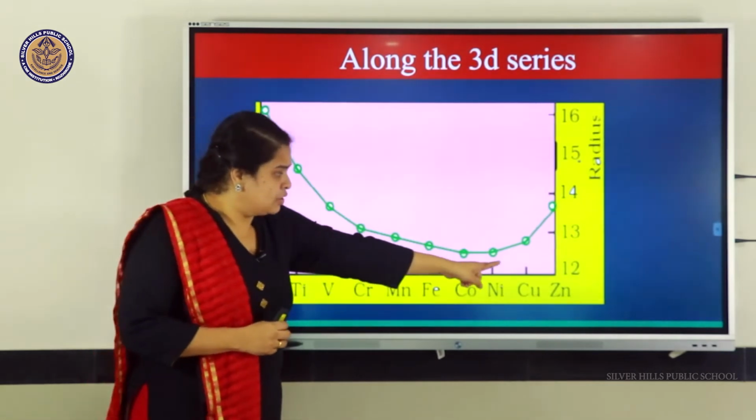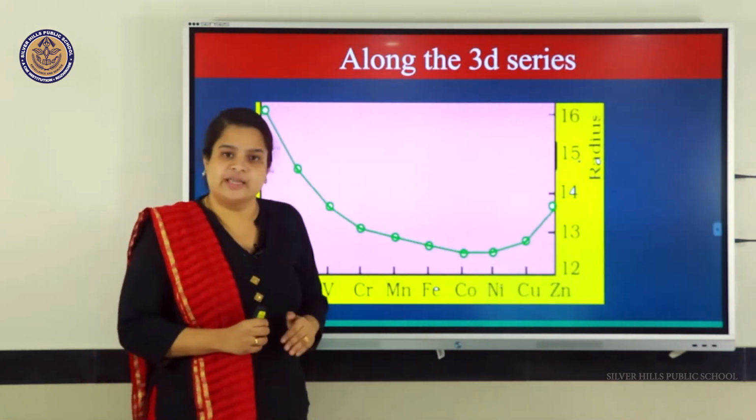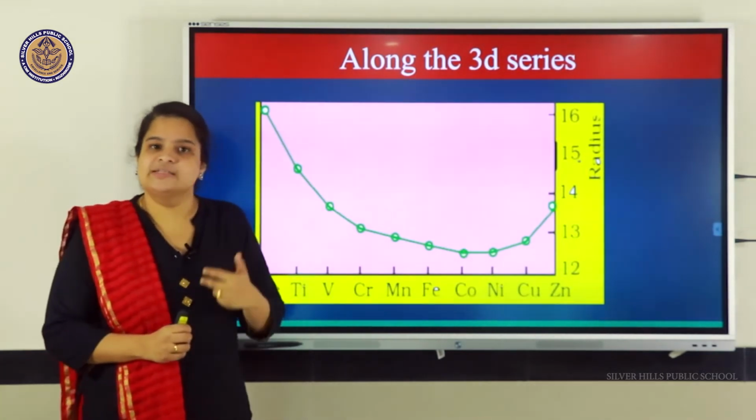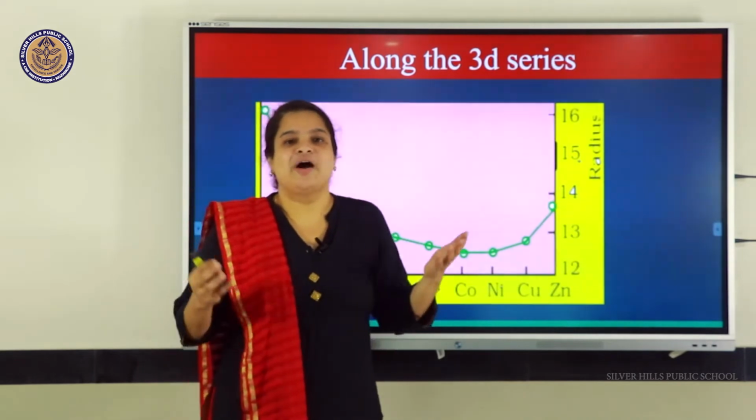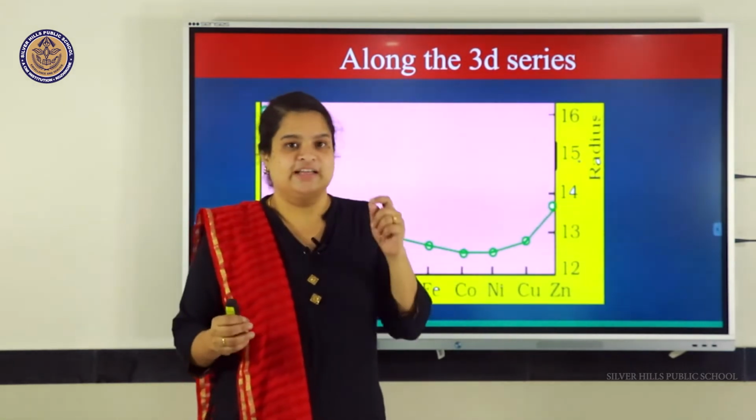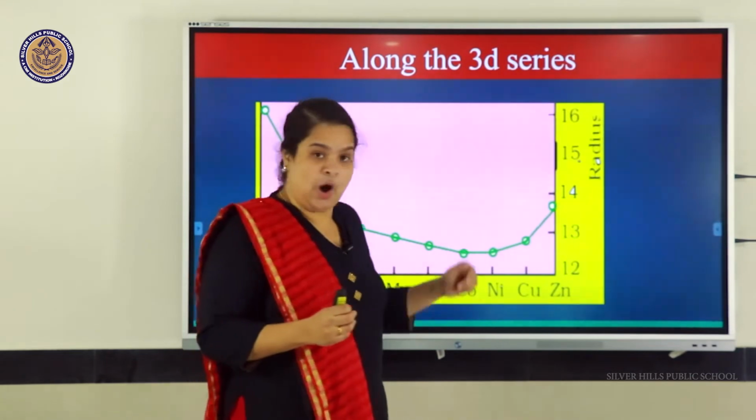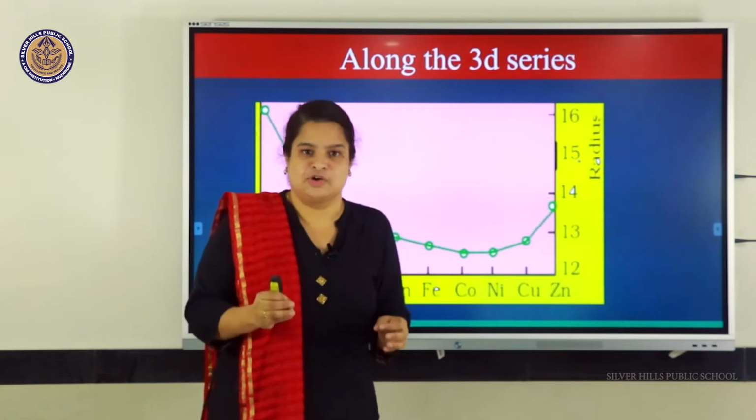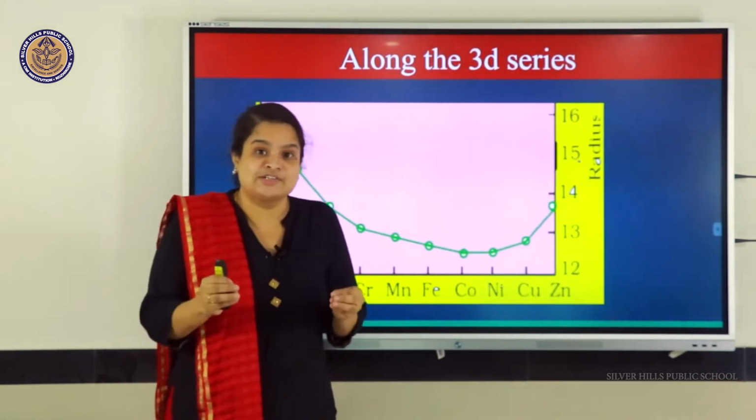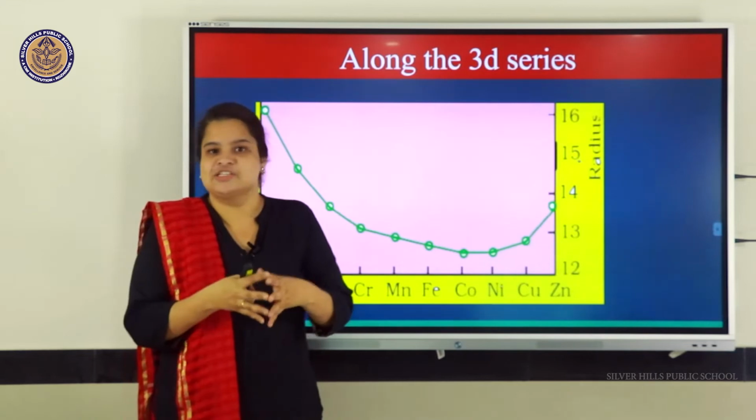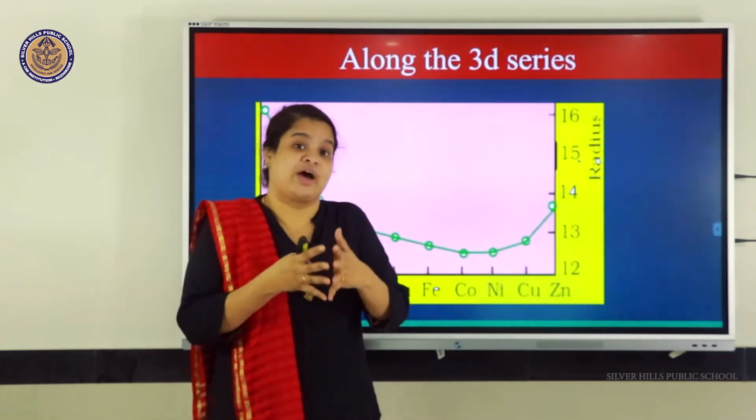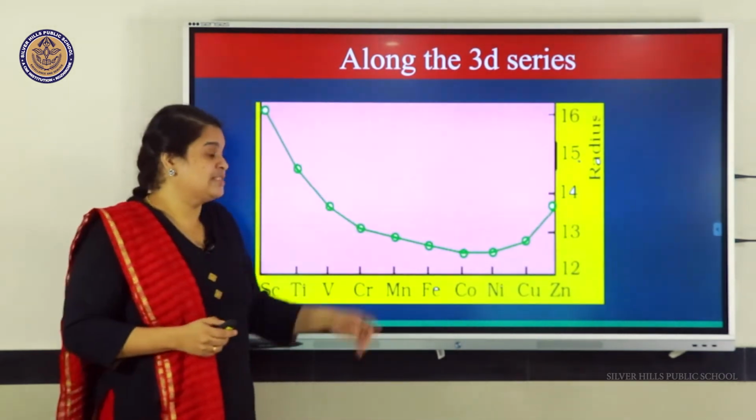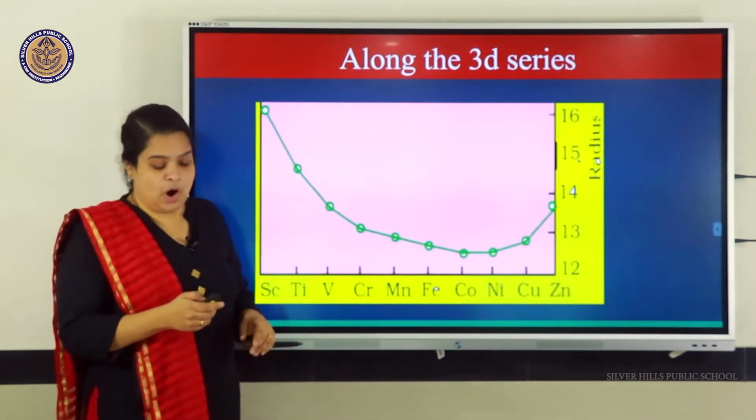But when you reach copper to zinc, again the size is increasing. This is not the case along the period. The general concept is different here. Why is it? In copper and zinc, you have completely filled d orbitals, that is 3d10 is seen in copper, and even in zinc it is 3d10, the maximum number of electrons. When you have the maximum number of electrons, electron repulsion is so high that the atom tries to expand. That is why you see a slight increase in the atomic size from copper to zinc.